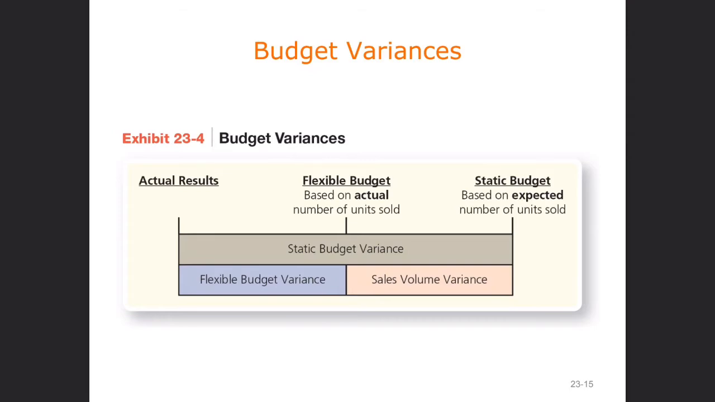Actual and flexible help you determine your flexible budget variance. Whatever the difference is between these two is your flexible budget variance. And then the difference between your flexible budget and your static budget, that's your sales volume variance.